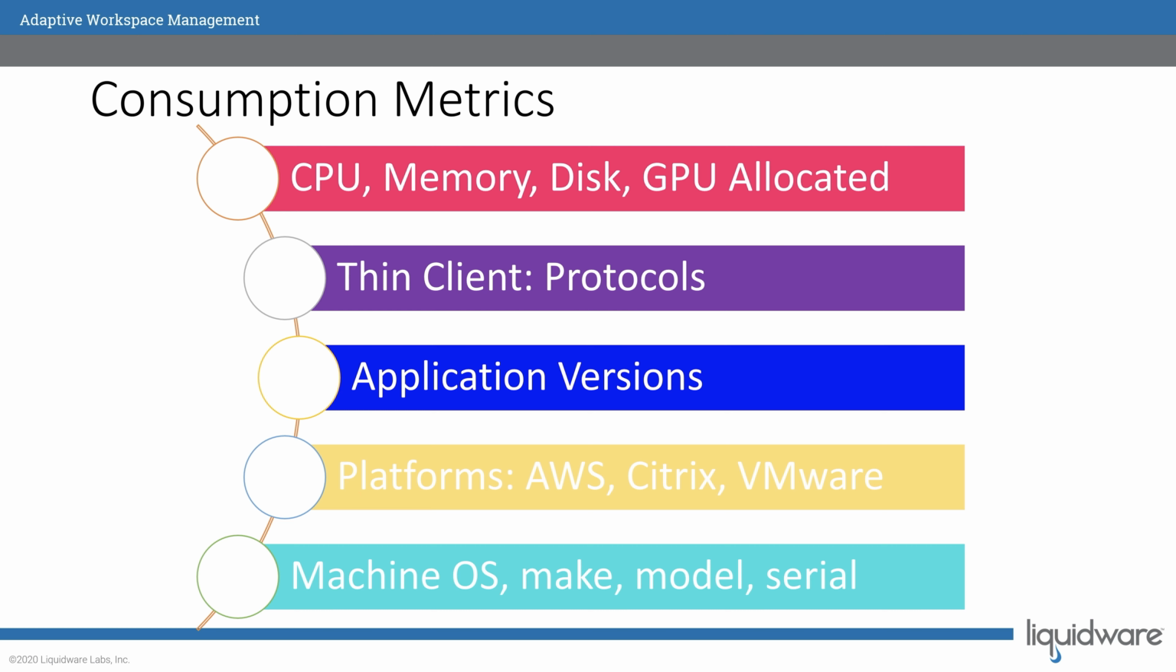These are essentially inventory kind of metrics that describe the resources that you deploy, including hardware devices, operating systems, and application versions, as well as the workspace platform, such as Amazon Workspaces, Citrix, or VMware.